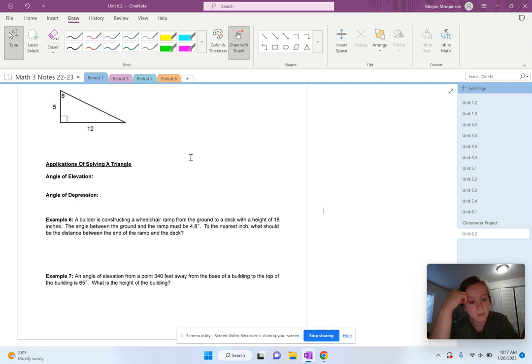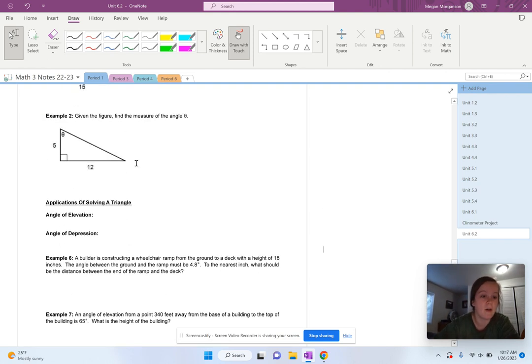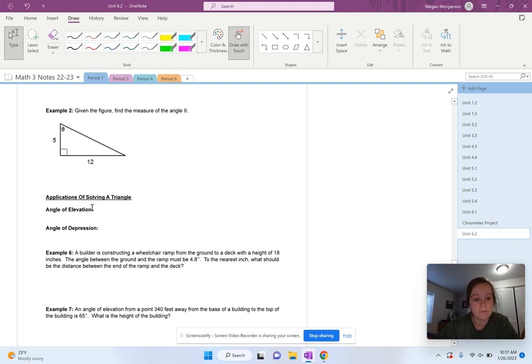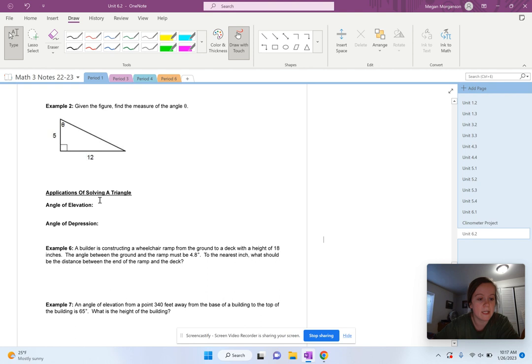We skipped this little part of the notes, and I think it's important you understand it because this has to do with what we're doing today. So this is kind of the application of all that we've been doing, these trig identities. First thing I want to do is define angle of elevation and angle of depression.